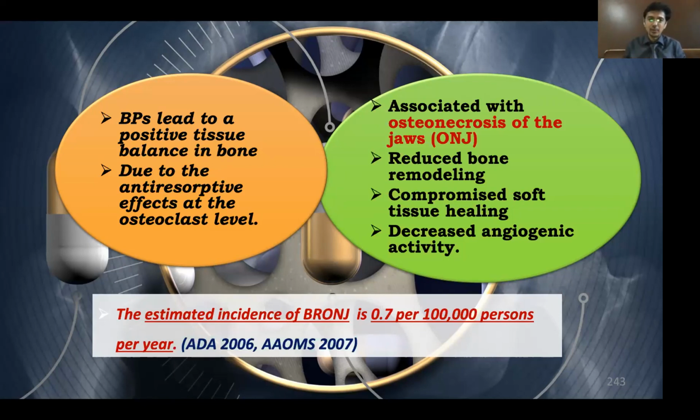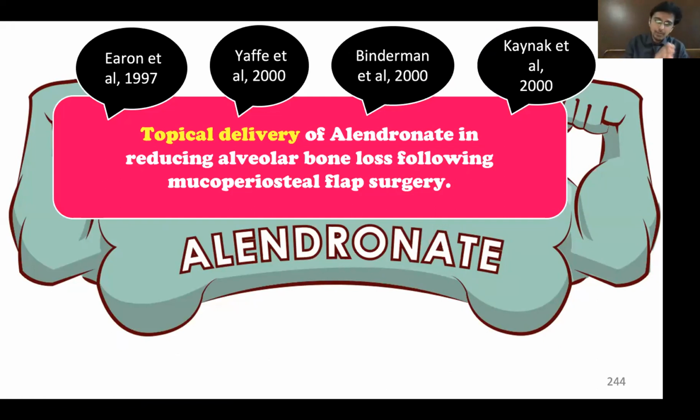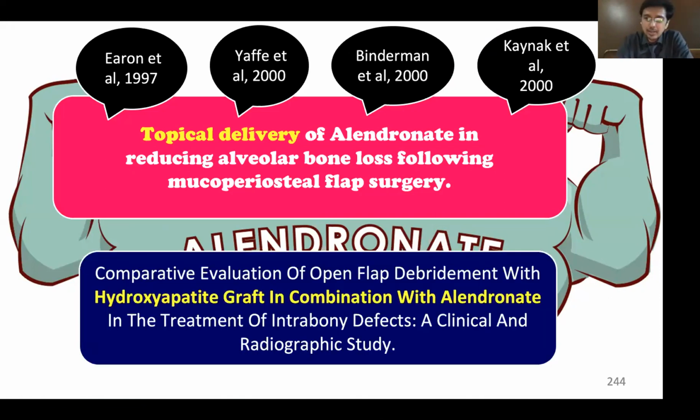Here, we found that alendronate has already been shown to cause less bone resorption. Earlier, in a study under me 10 years back, we had a split design: one side plain bone graft and one side bone graft enhanced with bisphosphonate, that is alendronate. The bone formation was better in the bisphosphonate enhanced bone graft as compared to the plain bone graft. So this was the basis of the study.